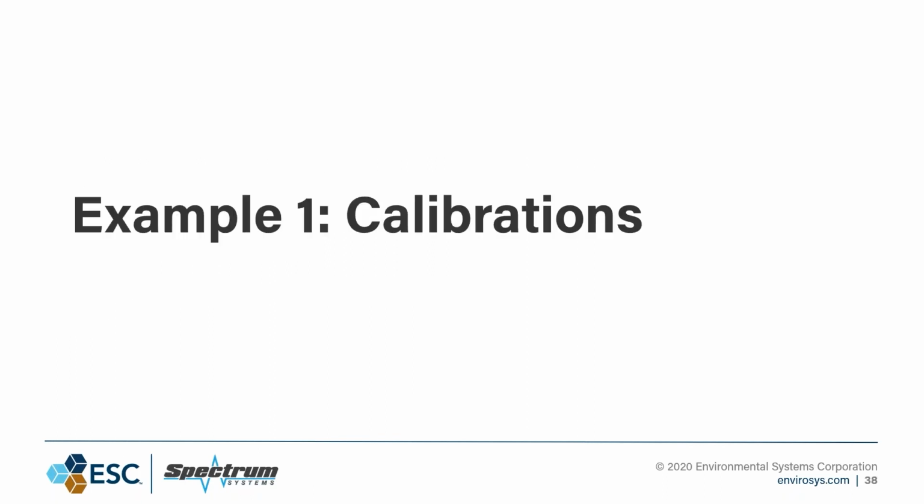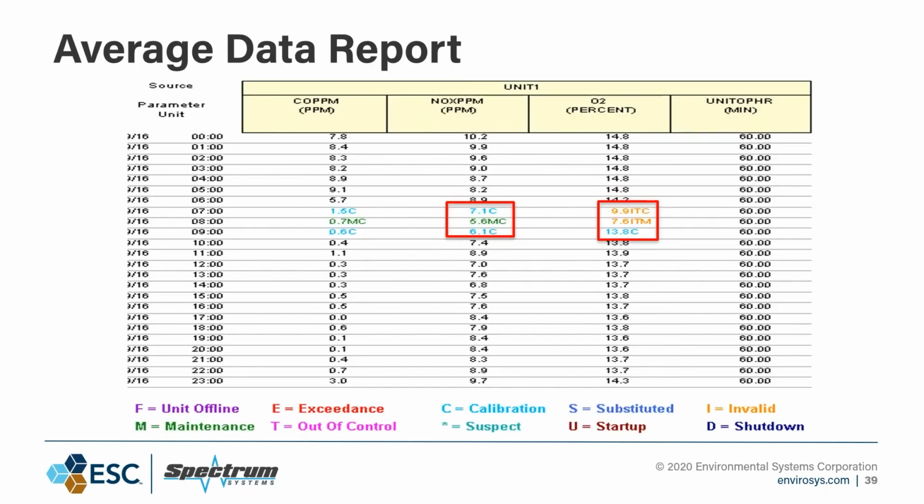Here we can go through a few troubleshooting steps, and the first example is calibrations. We get a lot of calls about this. Someone will get an average detail report emailed to them in the morning, and they'll see this data, and they'll ask, what's going on? Why am I showing invalid?